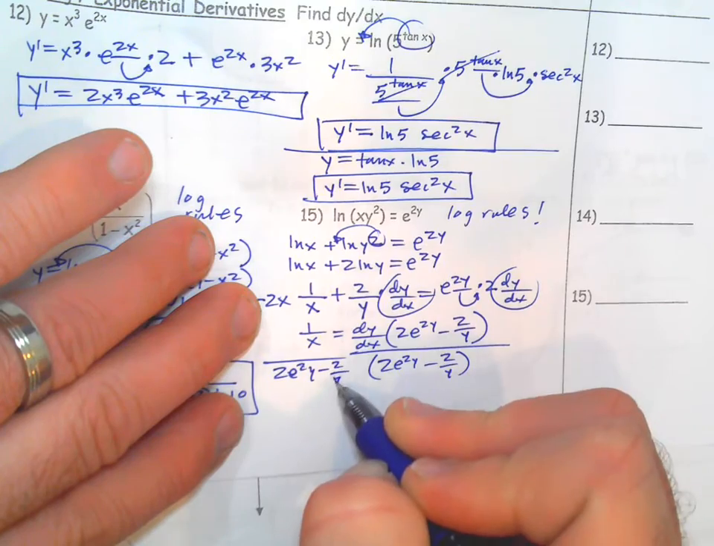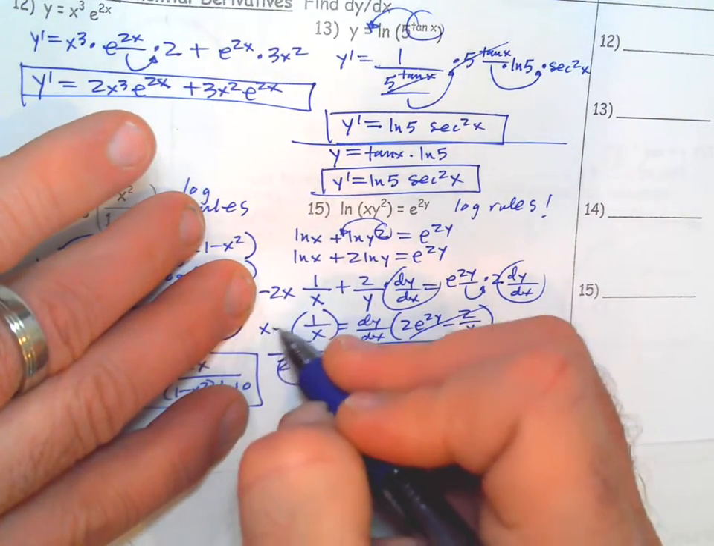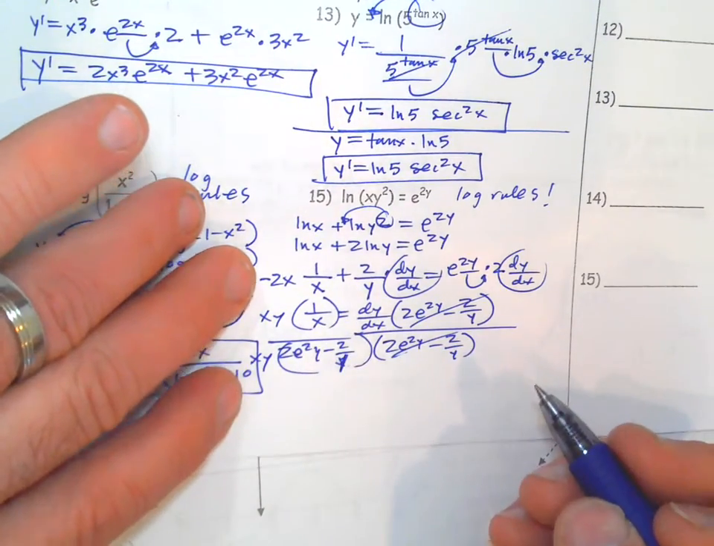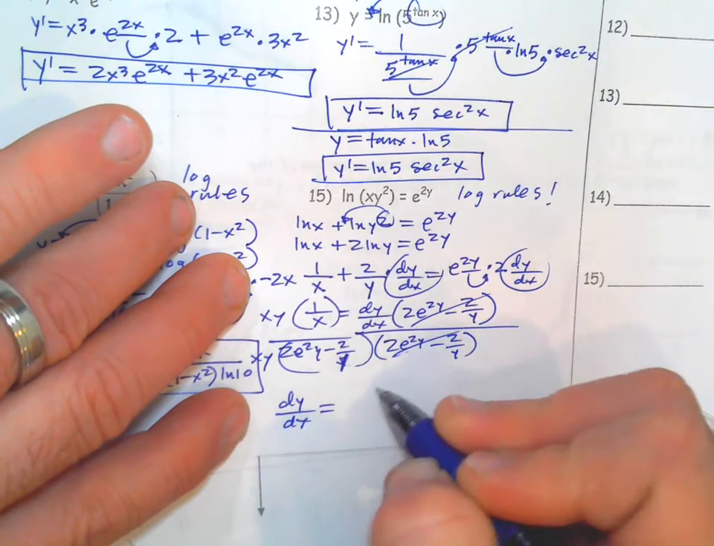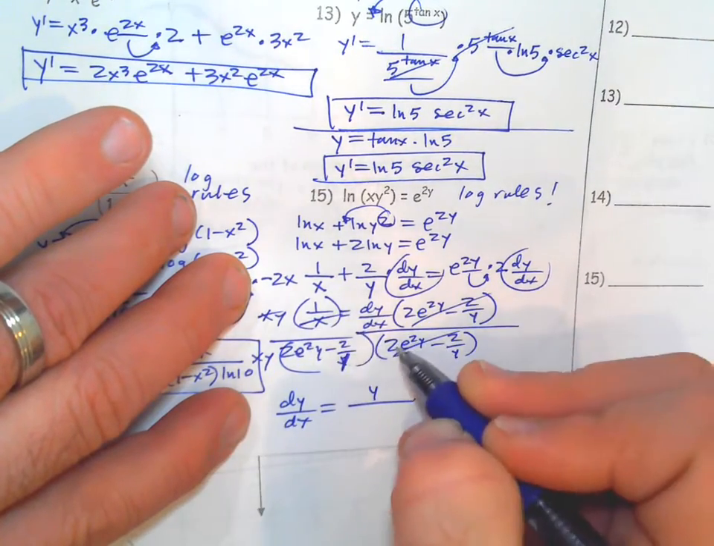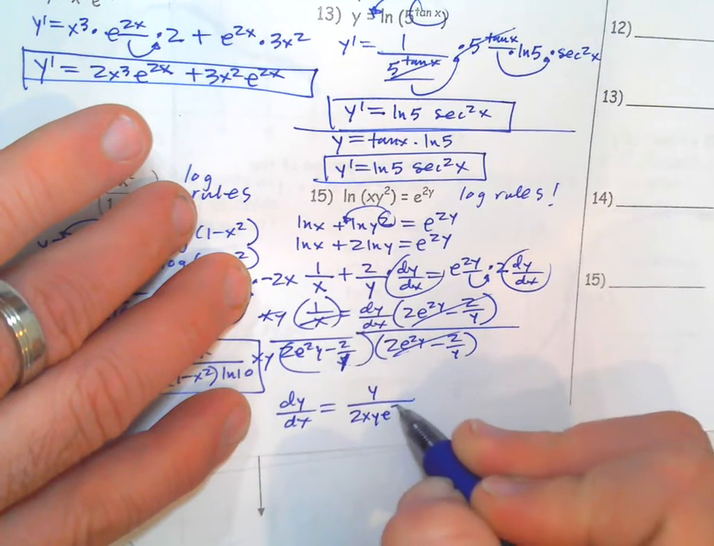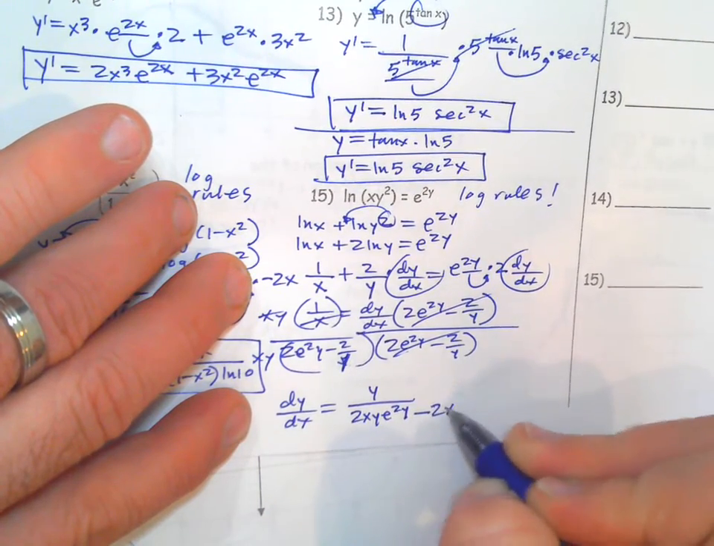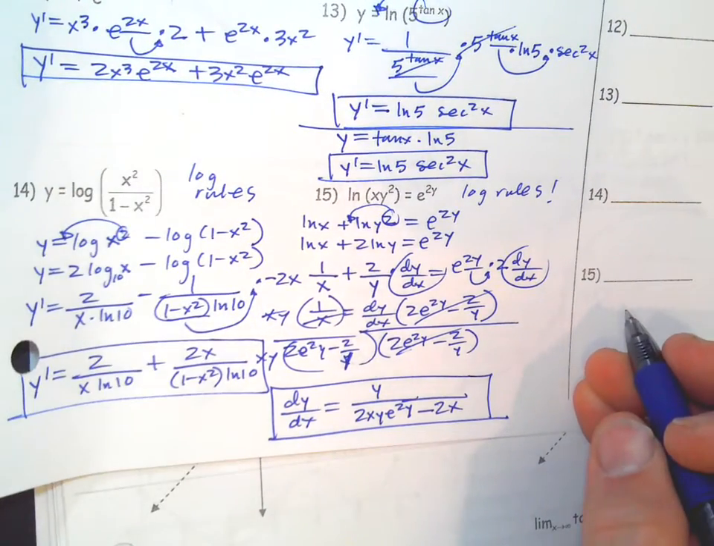Now, these are pretty messy, complex fractions, so I multiply top and bottom by the least common denominator of the top and bottom to get rid of the fractions inside the fractions. So dy/dx equals y on top, right? And then 2xy e to the 2y minus 2x on the bottom. I'd say that's your best answer.